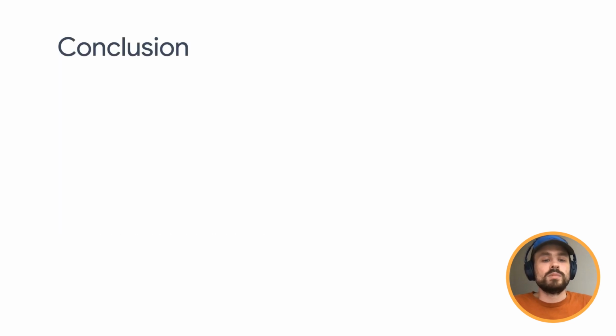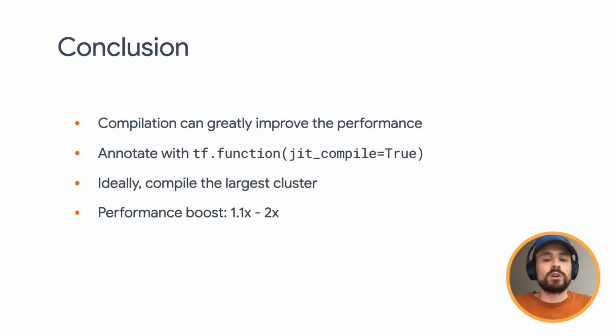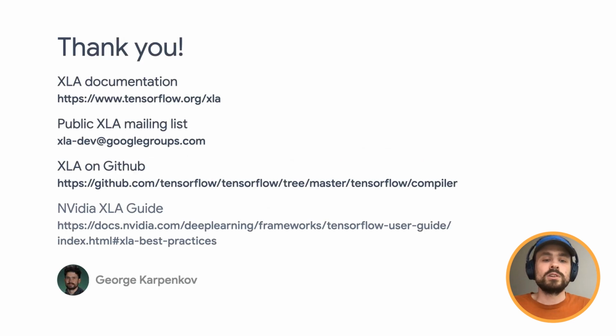In conclusion, as you have seen, using the compiler can greatly improve the performance of your models. We recommend using the profiler to find the set of kernels which can benefit from fusions and other optimizations, and annotating the corresponding code block with jit_compile equals true. Usually, the larger the block is, the better the performance. After the model is annotated, we have shown that the performance boost is usually in the range of 1.1x to 2x. With that, I thank you for your attention.